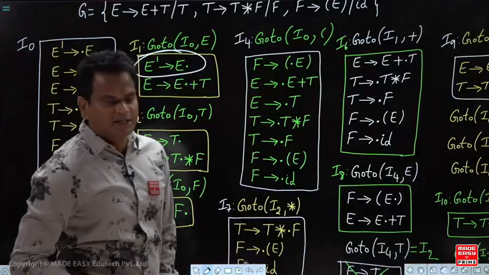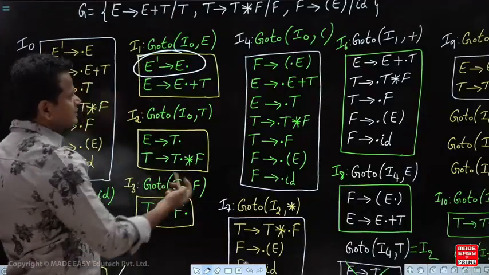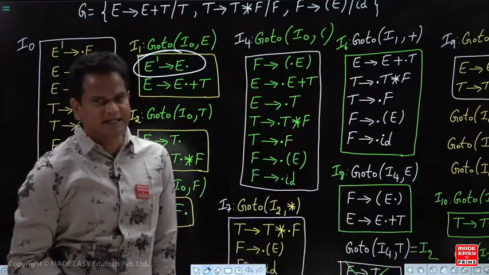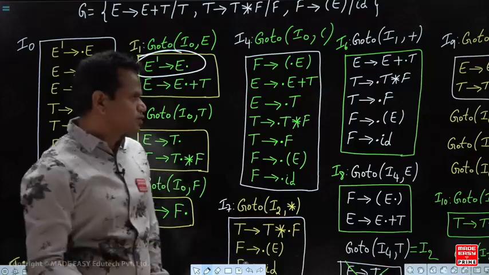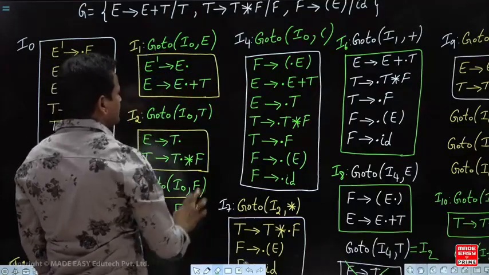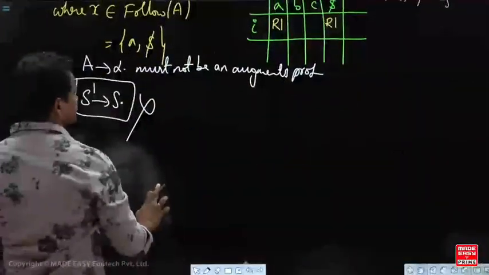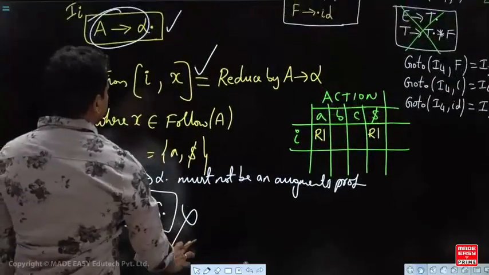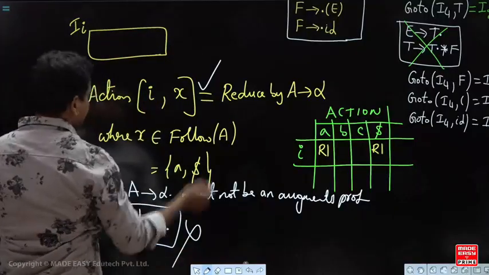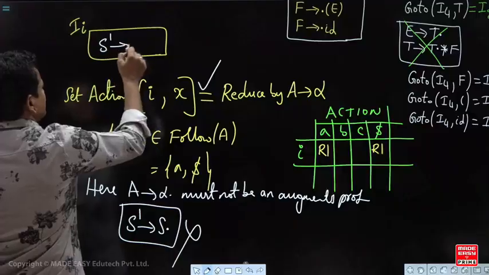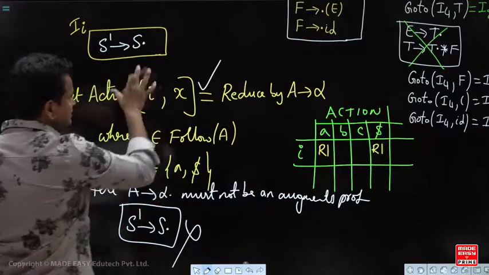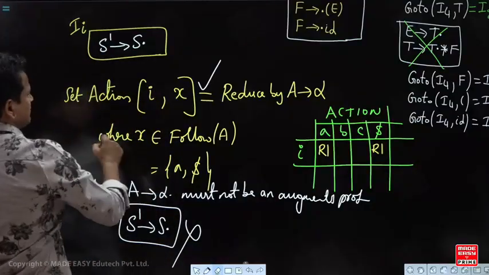Do you understand? Whenever the dot reaches the end, in that state, xth column, we write the reduce by A goes to alpha. But it should not be an augmented production. For augmented production, we follow a different method. What is that different method? Simple, guys. Suppose we have an augmented production like this: S dash goes to S dot. This is the augmented production. Here A goes to alpha dot should not be this augmented.